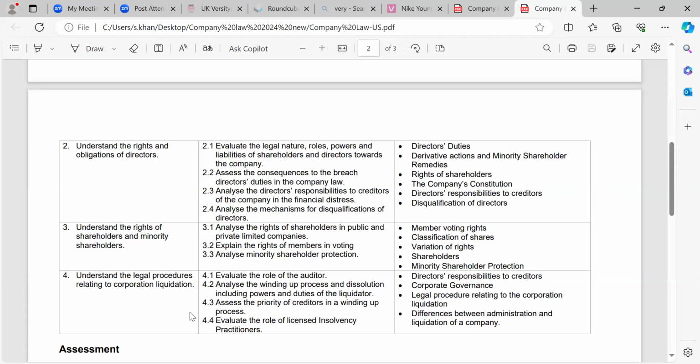We then went on to look at 3.2, which was to explain the rights of members in voting. So we looked at the general voting rights. So members of both public and private limited companies have the fundamental right to vote on significant matters affecting the company. We went on to look at ordinary resolutions. So members' voting rights are exercised through resolutions passed at general meetings of the company. And then we looked at special resolutions. So certain decisions require a special resolution, which typically requires a higher threshold of votes to pass.